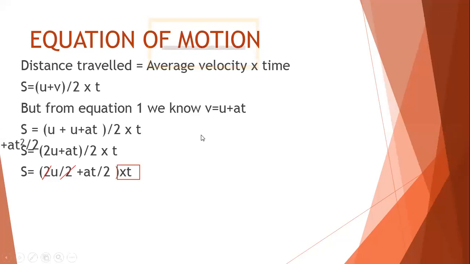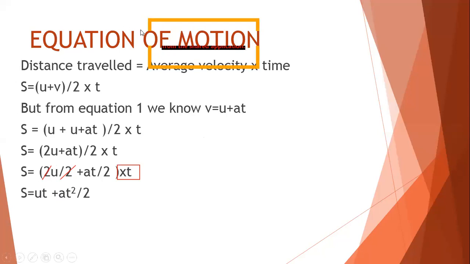How will it become? See, it will become U, and this T is multiplied to it, so it becomes UT, plus AT divided by 2, and this T is also multiplied to it, so it becomes AT square divided by 2. Now if you rearrange it a little properly, you will find S is equal to UT.